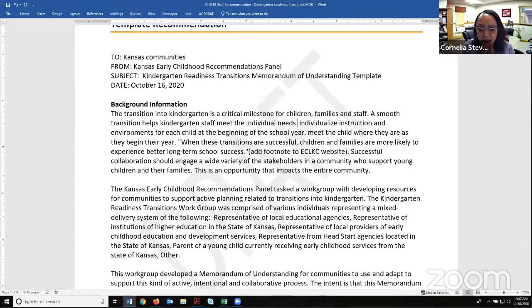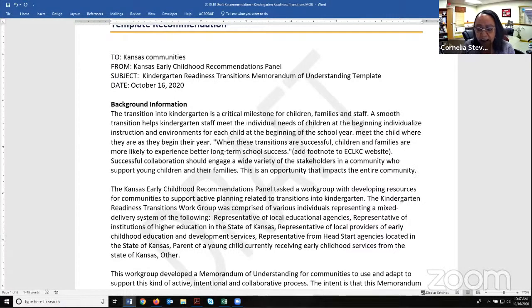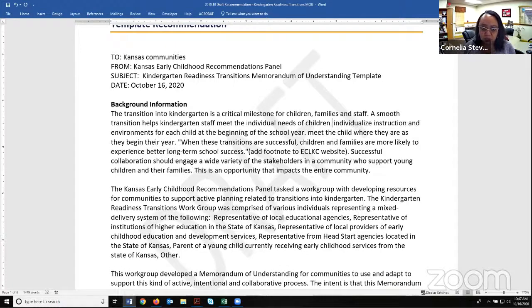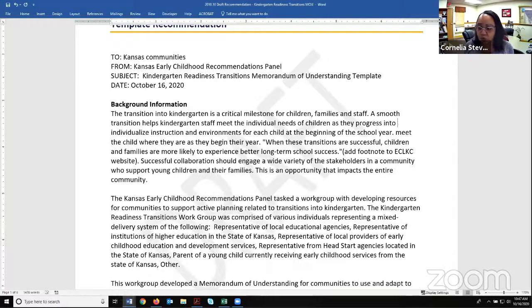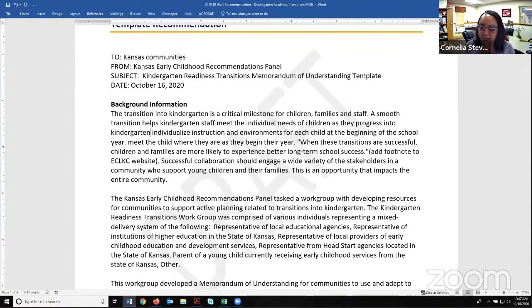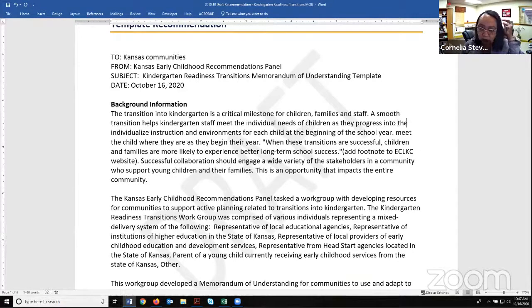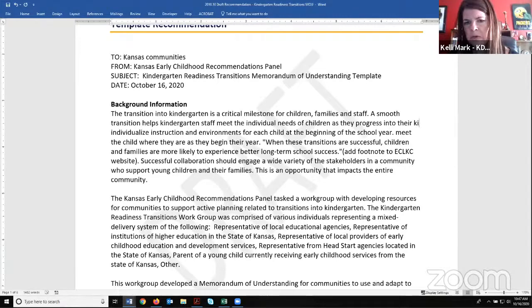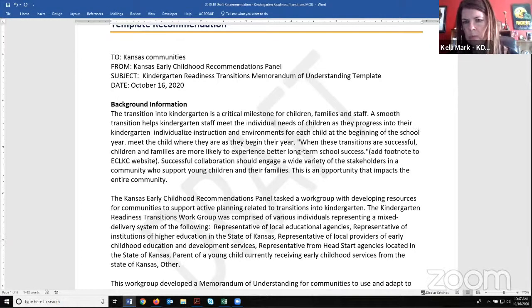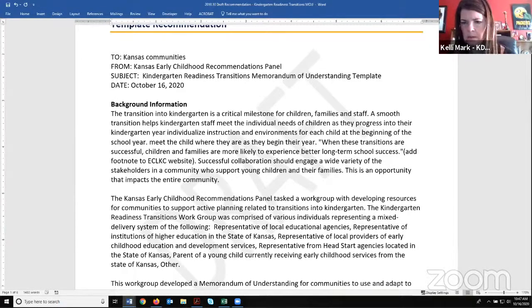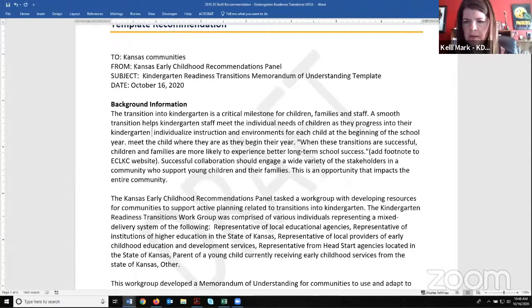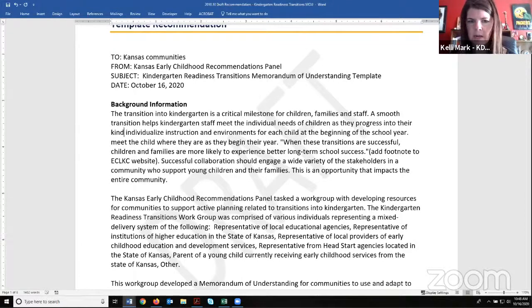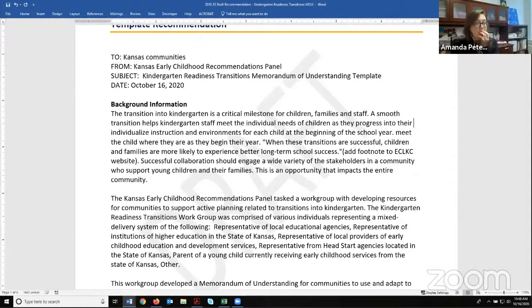Yeah, something along that. As they progress into the K-12 system or something like that. I like putting the emphasis more on their journey through their entire school, instead of putting the emphasis on that year or the beginning of that year. The transition is going to affect their entire journey through the K through 12 system. Right. That's where I was going. Thanks, Kelly.